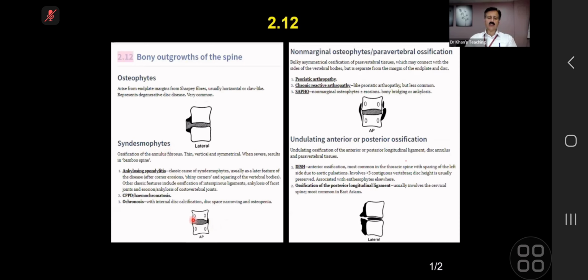And when it is bilateral, symmetrical, and involving multiple vertebrae, it will give you that classical bamboo spine appearance. So use this word syndesmophyte for this finding.